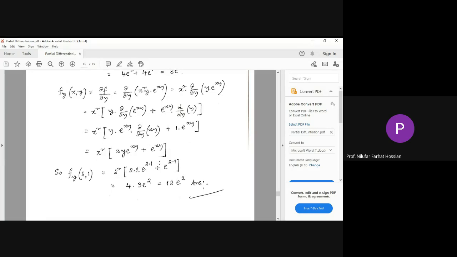Now to find fy at (2, 1), just put x equal to 2, y equal to 1. So 2 square into 2 into 1 into e to the power 2 into 1 plus e to the power 2 into 1. So outside it is 4 and here 2 plus 1, 3, it is square. So 12 e square.